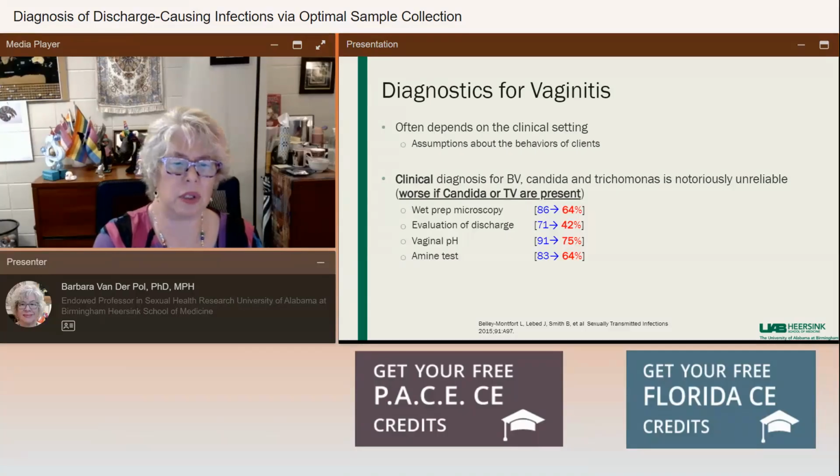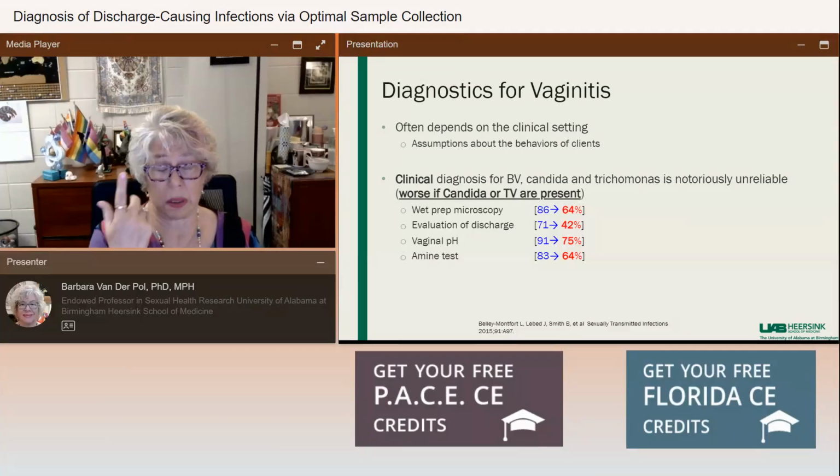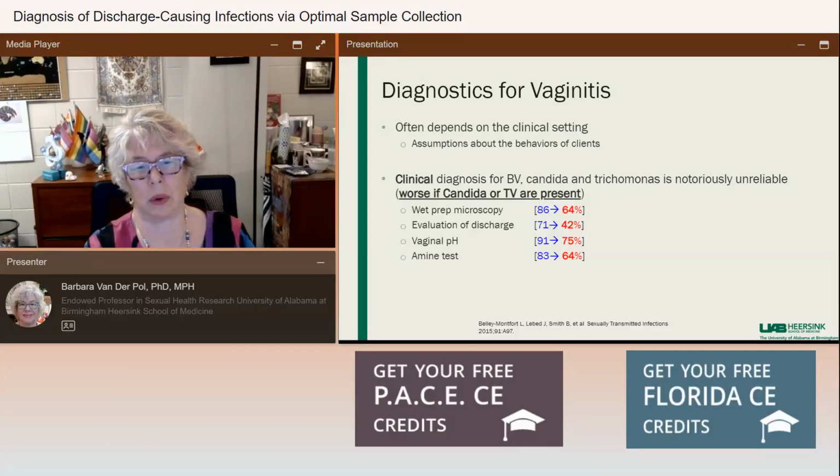So if I have discharge, shouldn't you be testing me for everything? So that often depends on where people go to seek help. The other thing is that a lot of people rely on clinical diagnosis for BV in particular, as this person did when I went in. And you'll get some people that do wet prep microscopy, or just evaluate the discharge, do pH, or do the whiff test to see for amines.